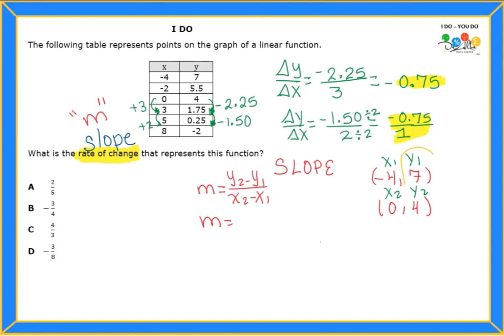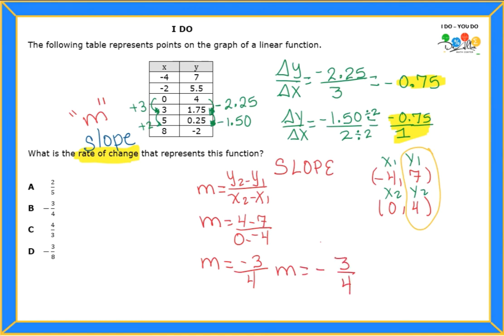And the next thing is I'm going to circle my y values. Those are the ones that go on the numerator. So this will be 4 minus 7 over 0 minus negative 4. Be very careful with the negative 4. My denominator says 0 minus, but then I still need to put the negative sign. So 4 minus 7 gives me a negative 3, and 0 minus negative 4, I get a positive 4. So this is the same as negative 3 over 4.